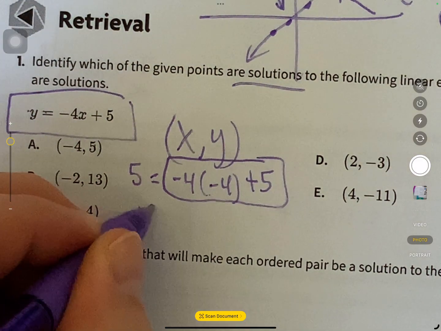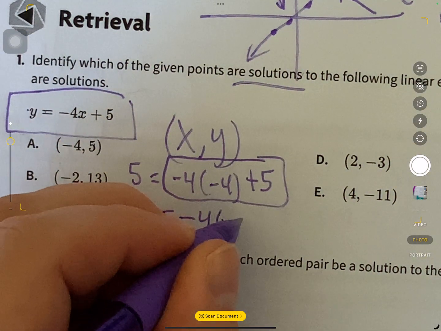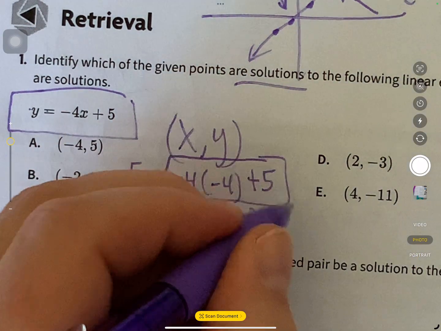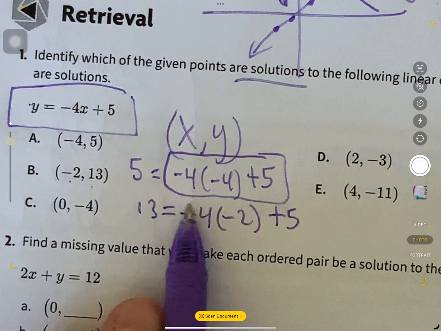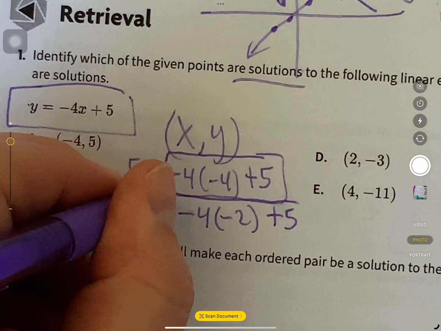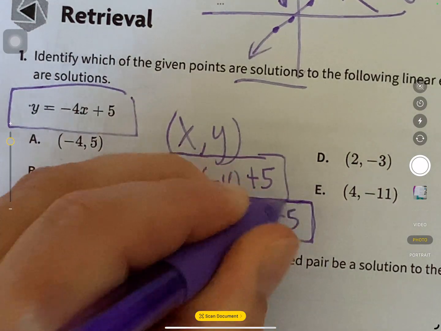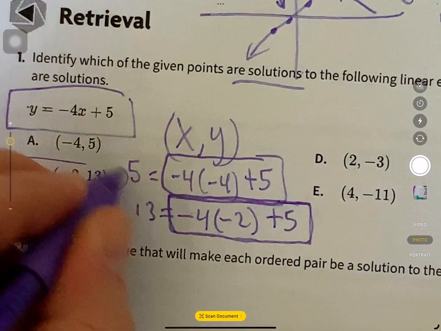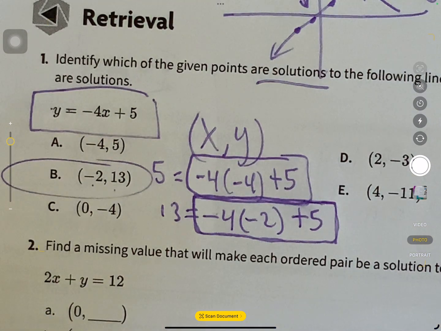Pause it if you need to. Next. 13 = -4 times (-2) + 5. See how I use the same numbers? Because it's the same equation, but I have a new coordinate. Now, take this right here and throw it in your calculator. -4 times -2 plus 5. If it ends up being 13, then this one's a yes. If it's not 13, then you say no, and you're putting yes or no by everything, okay?